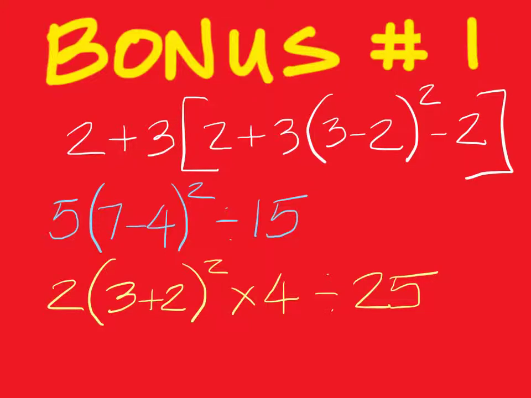Answer to the bonus problems. 11, 3, and 4.